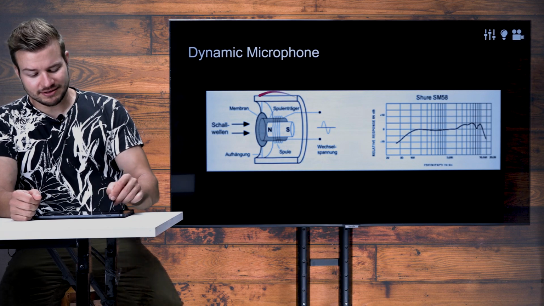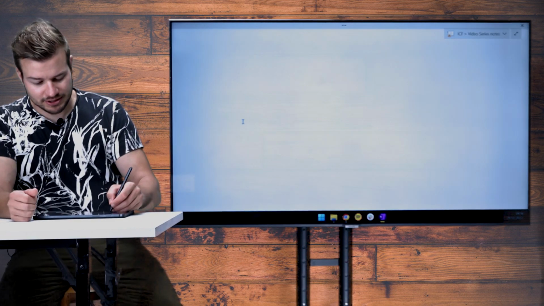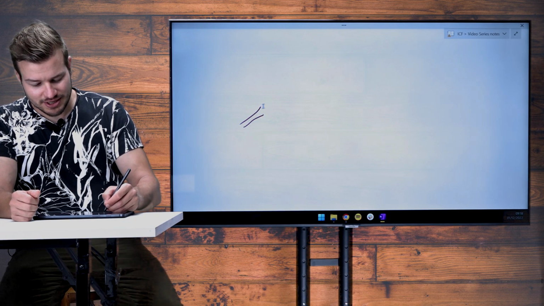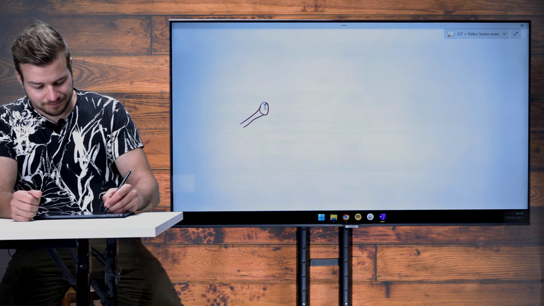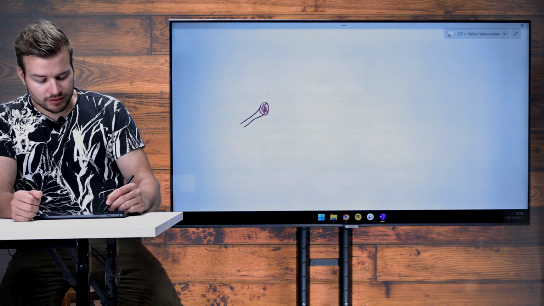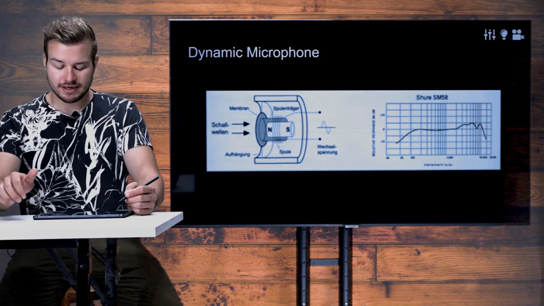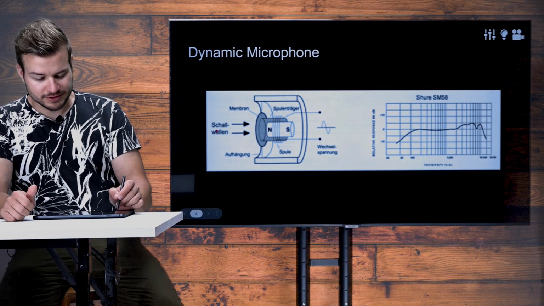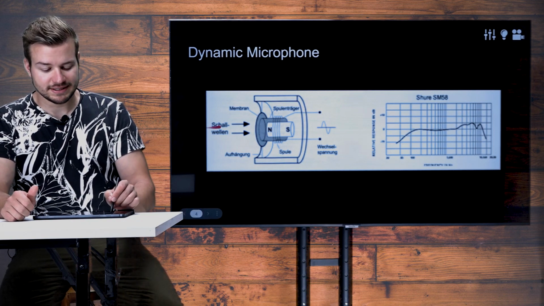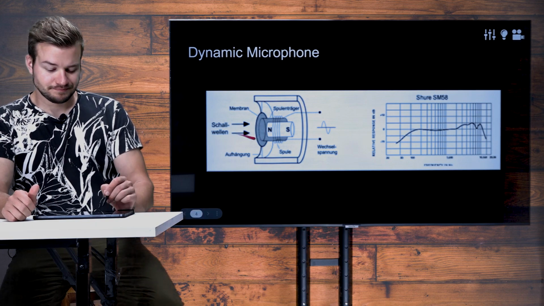So what we see here is basically the head of a microphone. Let me quickly do a drawing here. So that should be a microphone. Basically what we see on the slide is this part of the microphone, the head, and the person who sings the vocal sings into the microphone from this direction.